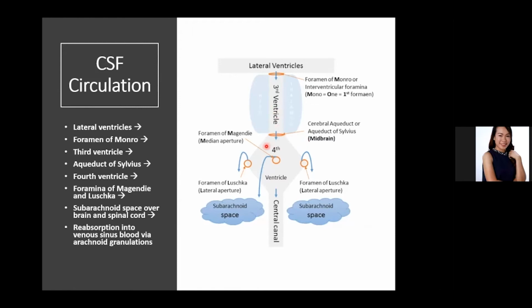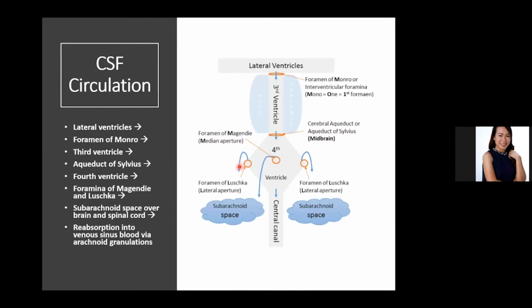Then the fluid will pass through the fourth ventricle. And in the fourth ventricle, class, there are a number of foramen that we have to remember. So we have at the middle, letter M, middle, median aperture or opening, we have the foramen Magendie. So M is to M. Magendie is the middle or median aperture. Well, laterally, class, we also have two foramen.